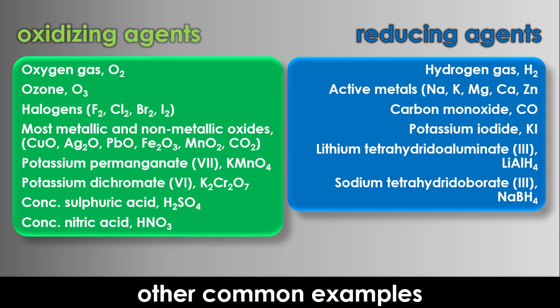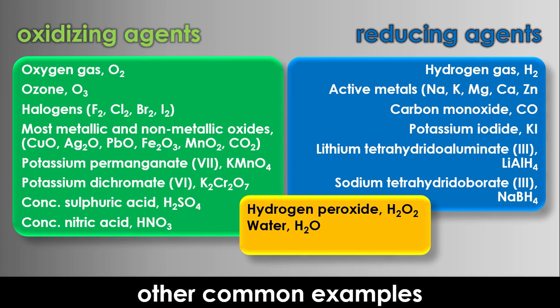These substances act specifically as oxidizing and reducing agents in redox reactions. However, there are some substances that can act both as oxidizing and reducing agents in redox reactions. In other words, in the presence of stronger oxidizing agents like K2Cr2O7, they act as reducing agents, and they act as oxidizing agents in the presence of stronger reducing agents like hydrogen sulfide. Examples of such substances are hydrogen peroxide, water, and sulfur dioxide.